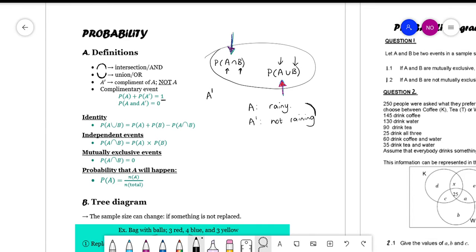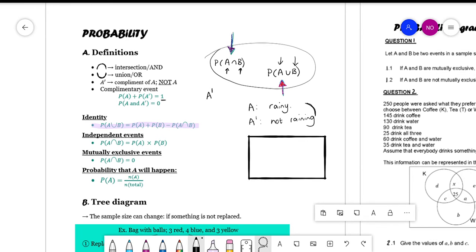Okay. Then when we get to the identity, this one we use quite often. It just says the probability that A or B will happen is the probability of A plus the probability of B minus the probability of both of them happening. So wanneer ons daarna gaan kyk, beteken dit ons het twee verskillende gebeurtenisse.